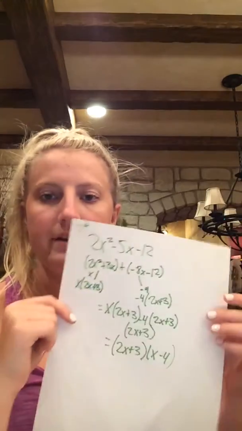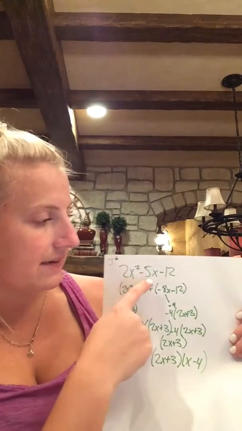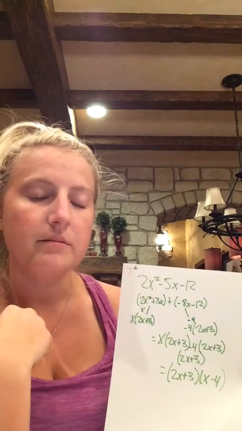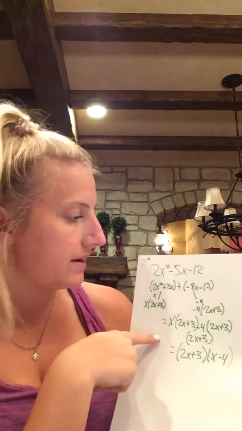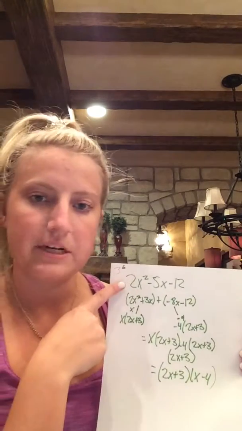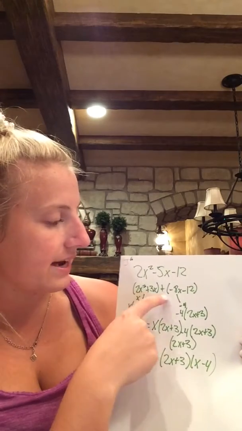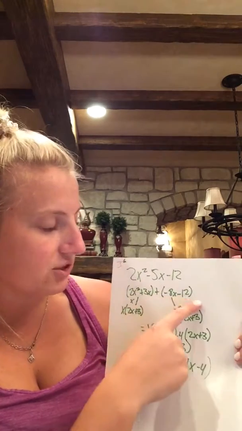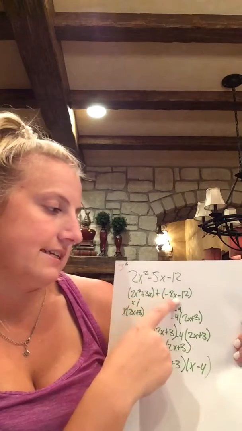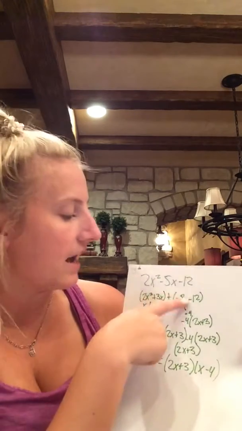And then for number 3, we have 2x squared minus 5x minus 12. I used grouping as well for this one, just because there wasn't a greatest common factor. And so I was left with 2x squared plus 3x plus negative 8x minus 12, and positive 3 and negative 8 give me my negative 5.